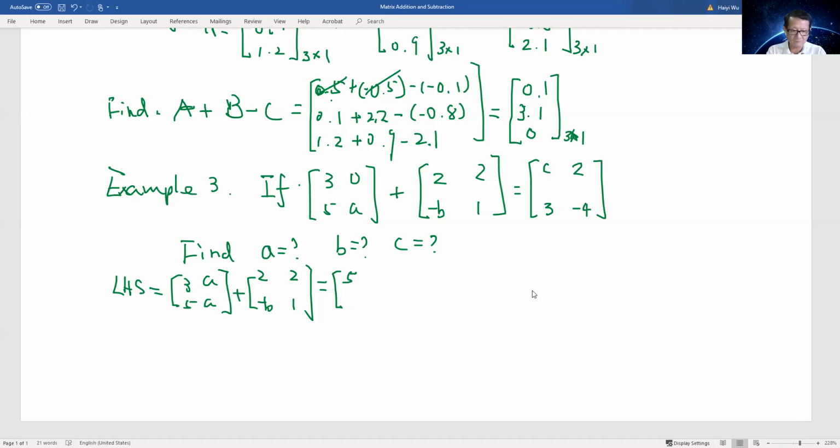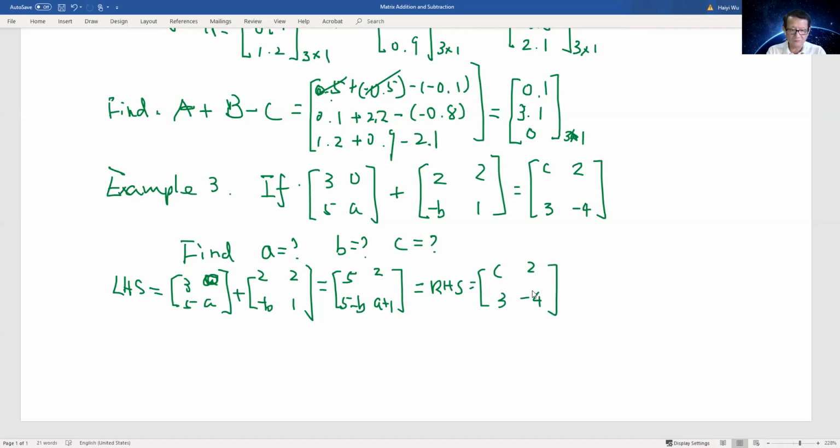The second corresponding element, sorry, this is 0, my apology. So 0 plus 2 is 2. The next one, 5 plus negative B, which is 5 minus B. And lastly, A plus 1. Now this must be equal to the right-hand side, which is C, 2, 3, negative 4.